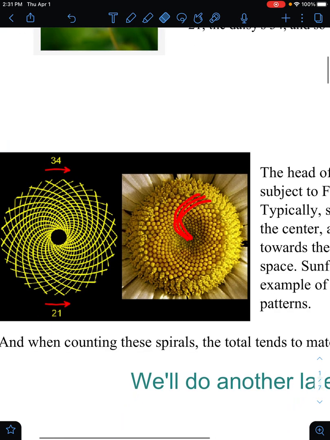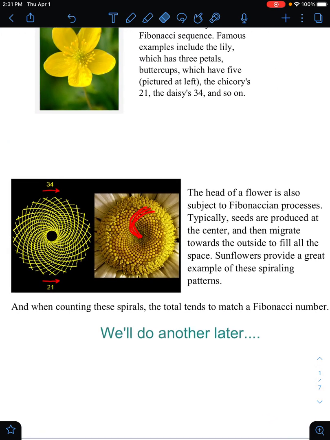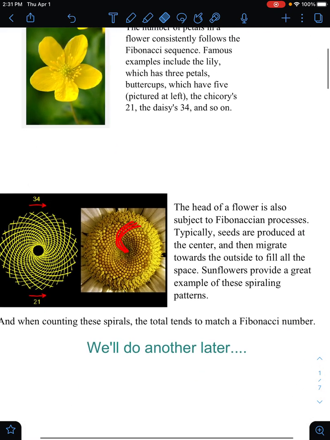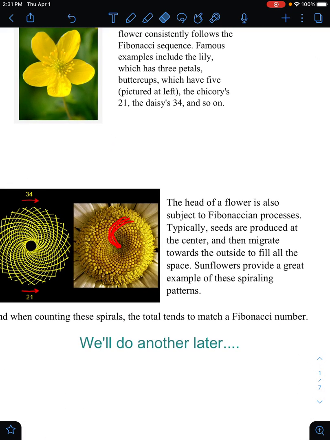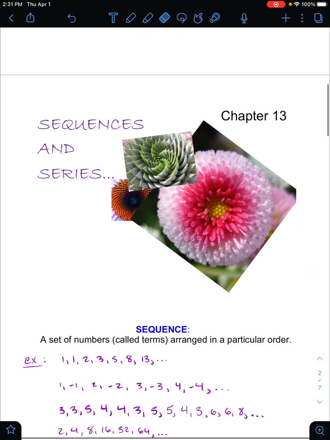Also interesting is if you look at the spiral pattern of seeds, you might count the spirals of the seeds of a sunflower and notice that there are 34 going clockwise or 21 going counterclockwise, both of which are also Fibonacci numbers. So what's interesting about these number patterns is that they occur in the natural world, and understanding what the patterns are can help us find them. We'll do more of these examples later, but our new unit is on sequences and series.